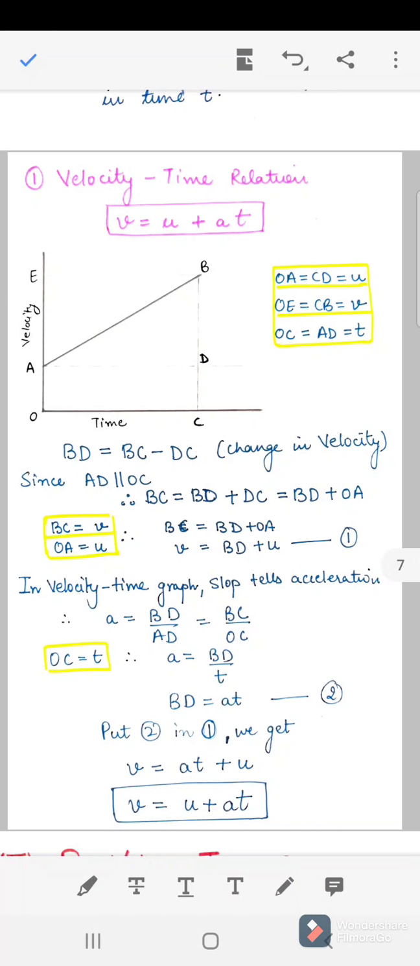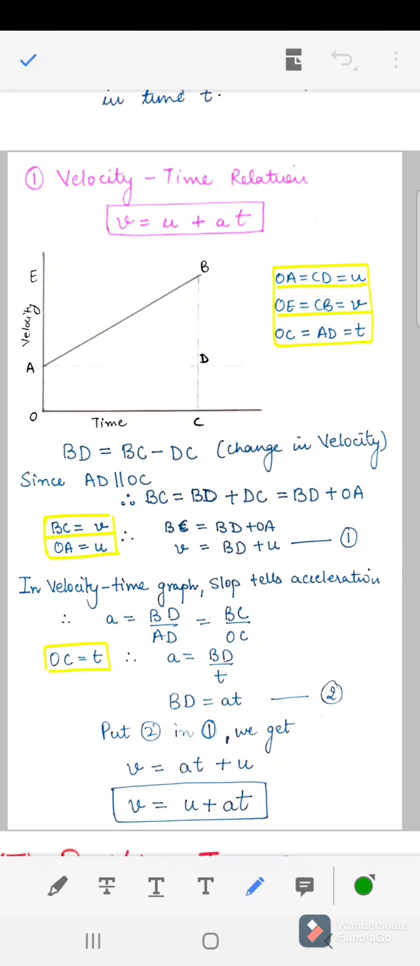First we will derive the velocity time relation, that is v is equal to u plus at. Clearly the graph is between time and velocity, where on the x-axis we have time and on the y-axis we have velocity. We can see that OA is equal to CD, that is equal to u. OE is equal to CB, which represents v, the final velocity. OC is equal to AD, that is time. Also BD is equal to BC minus DC, which represents the change in velocity.